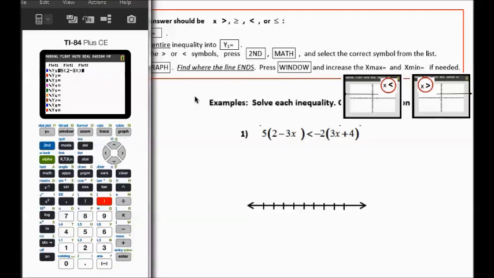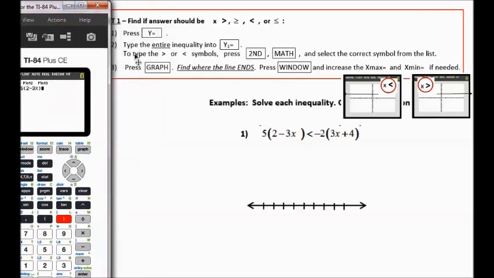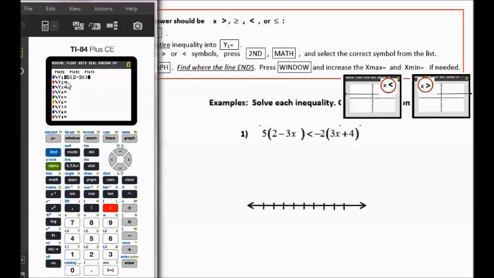So you start typing, and when you get to the inequality symbol, the instructions tell you to press second, then math, then select your symbol. So here's the second button, and here is the math button. And you're going to select the symbol that matches what they give you in the problem. In this case, it's a less than, that would be number 5. And then you keep typing the rest of the inequality.